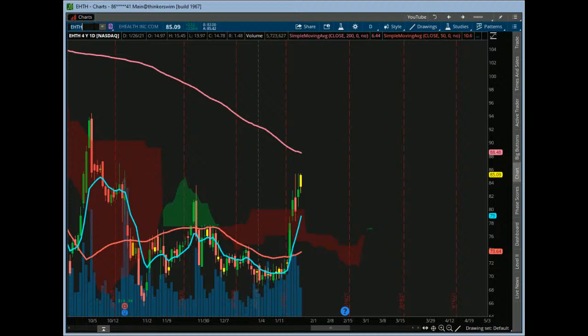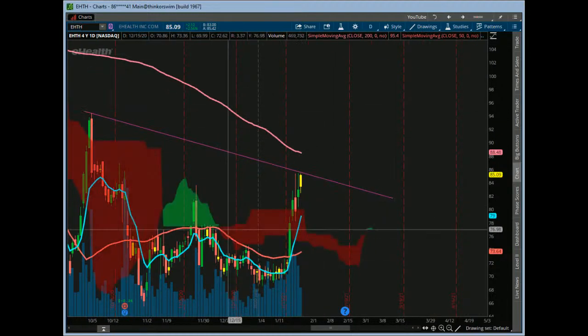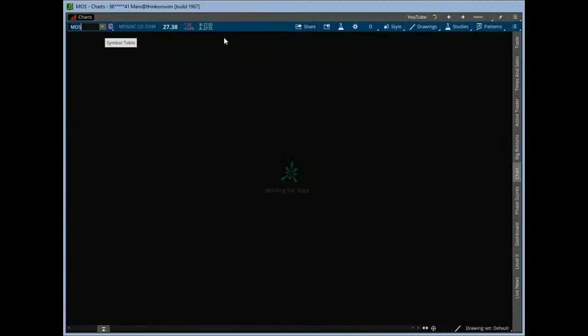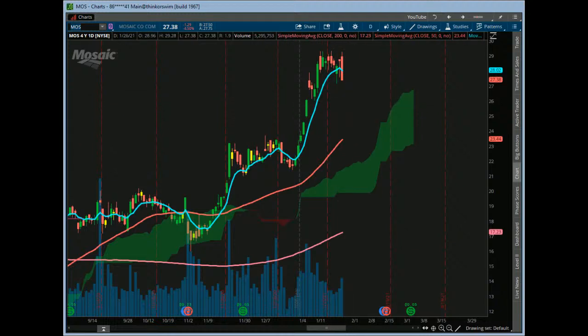And then EHTH, eHealth, so hanging in here again. TDOC's been pretty strong recently. See how it holds this geometric level right here. See if it tries to work its way up to the 200-day on that one. And then MOS, let's take a look. So MOS with a bearish engulfing candle on that one, so a little bit of caution there too.